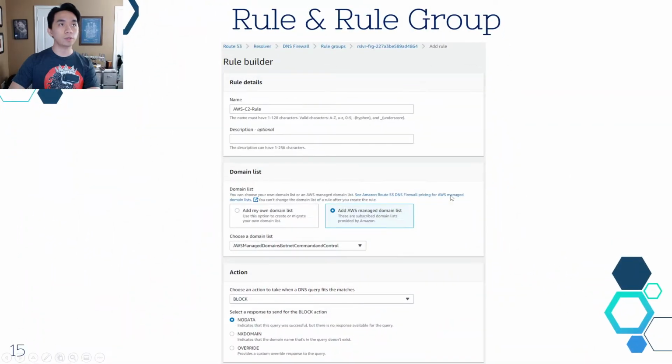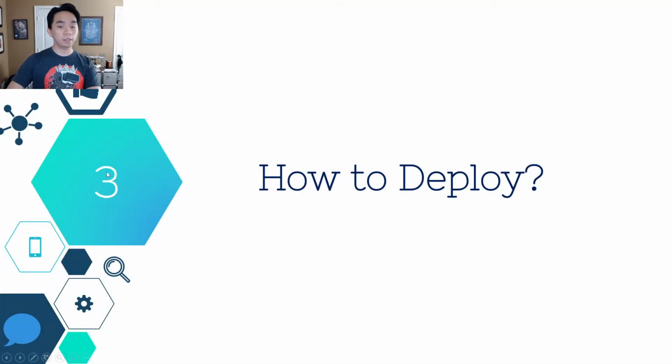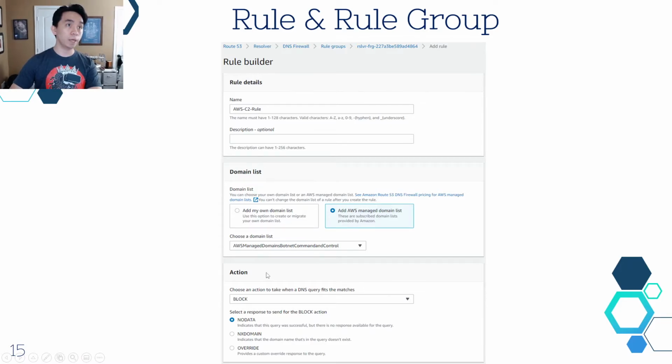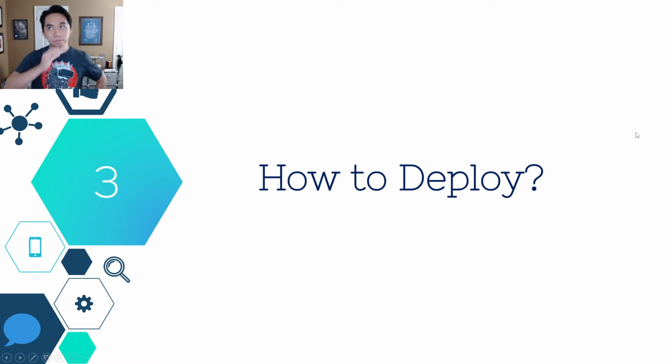Here we can look at how to add a rule. Basically, you pick either the managed domain list or the custom domain list, and then the action. For the block action, you will have some extra response options here: either NODATA and NXDOMAIN, or you can create your own custom response. Okay. Now, that's how we configure it, right? We create the domain list, we create a rule group, and then we create the rule within the rule group to point to the domain list that we created or the managed domain list.